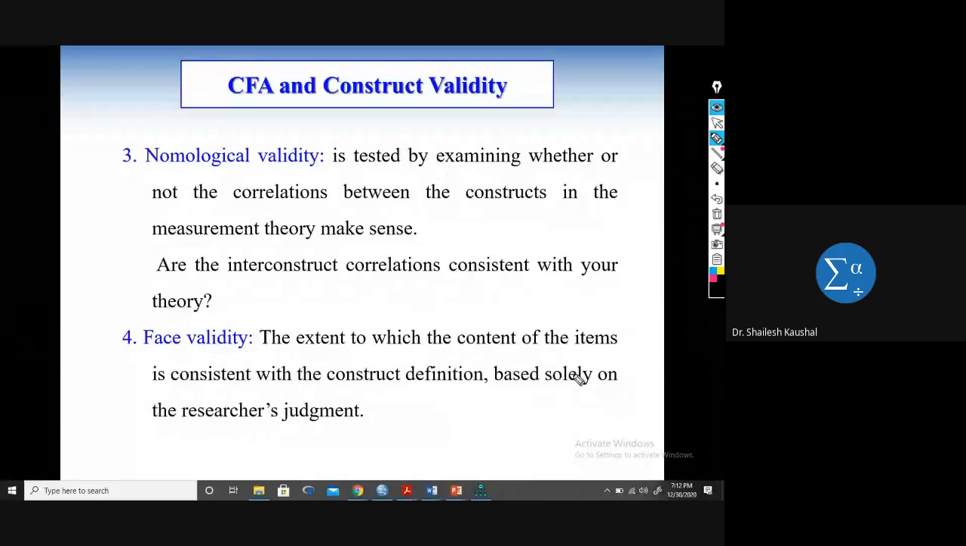Same as whatever construct we are preparing or a research instrument we are developing, in each construct the content should measure the particular phenomena. It should be valid.